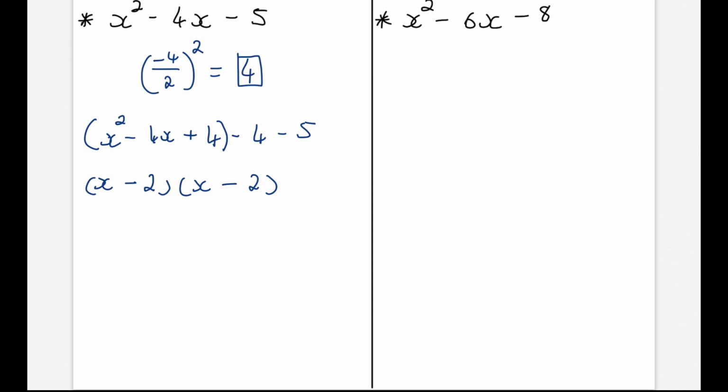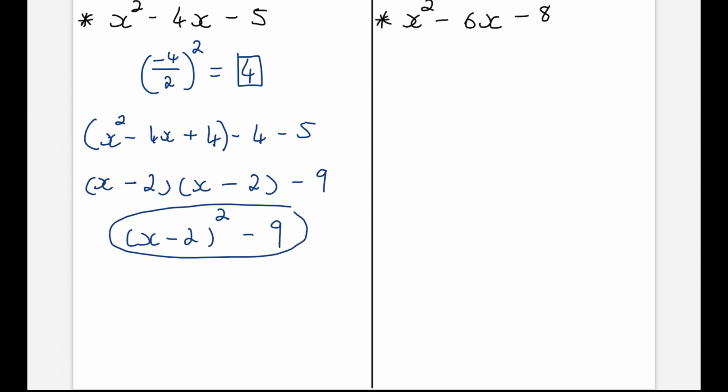Now, negative 4 minus 5 is just negative 9. Since x minus 2 repeats itself, we can write it as x minus 2 squared. This is now the square completed. Let's look at a second example.